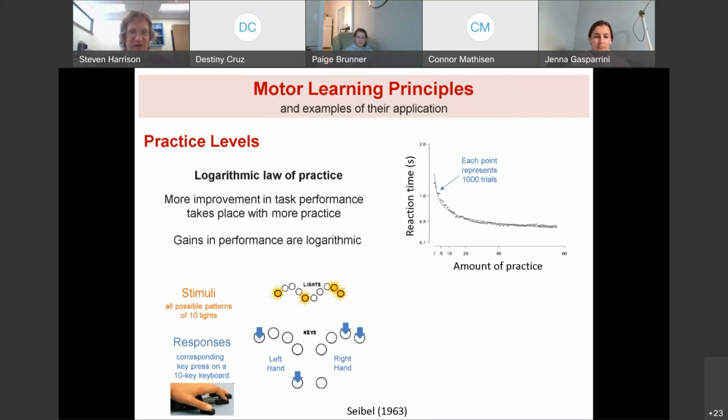But the gains of improvement are going to be logarithmic. So specifically here, we're going to see an exponential change, which is a type of logarithmic relationship, and we're going to see an exponential decrease. What is it? So I'm sure you're all familiar with an exponential increase, but an exponential decrease is we're going to see very fast decreases, or very fast gains in reducing reaction time to start off with, and then that's going to get smaller and smaller and smaller and smaller over time.